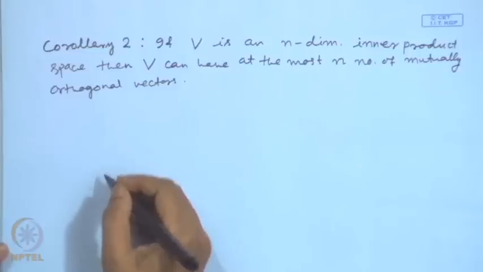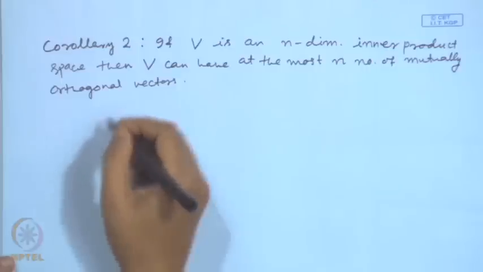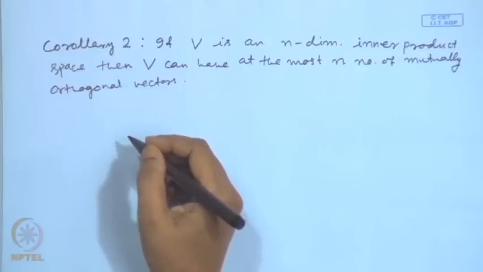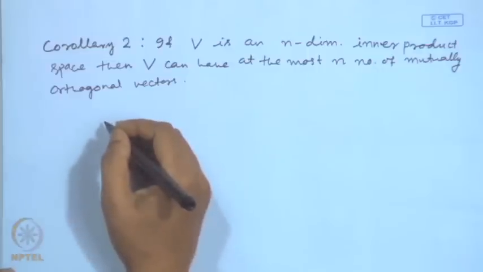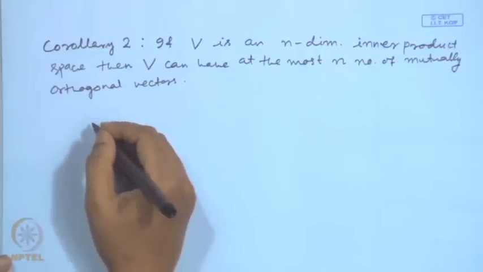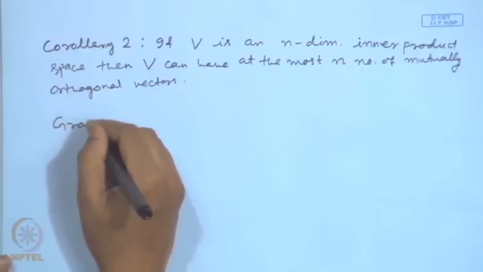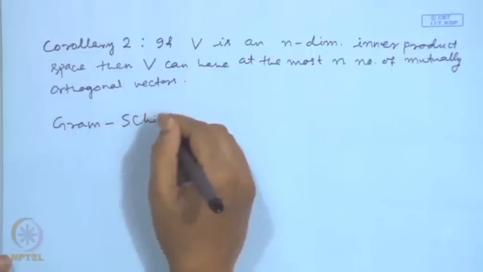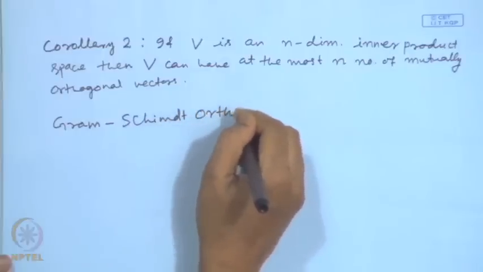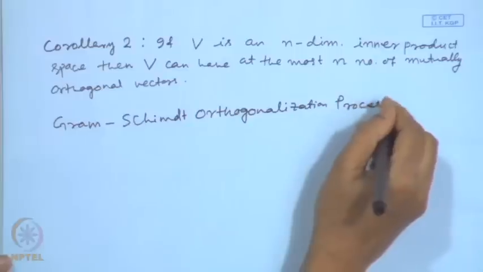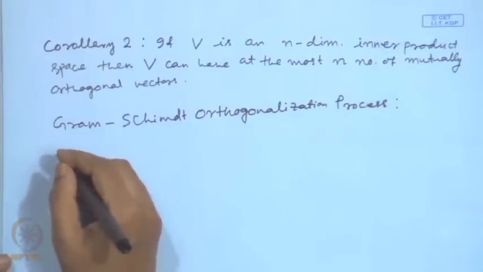Next, we will see another important result of inner product spaces: given any set of linearly independent vectors, we can construct an orthogonal set of vectors from those given linearly independent vectors, and that process is called the Gram-Schmidt orthogonalization process. So, this result we write as a theorem.